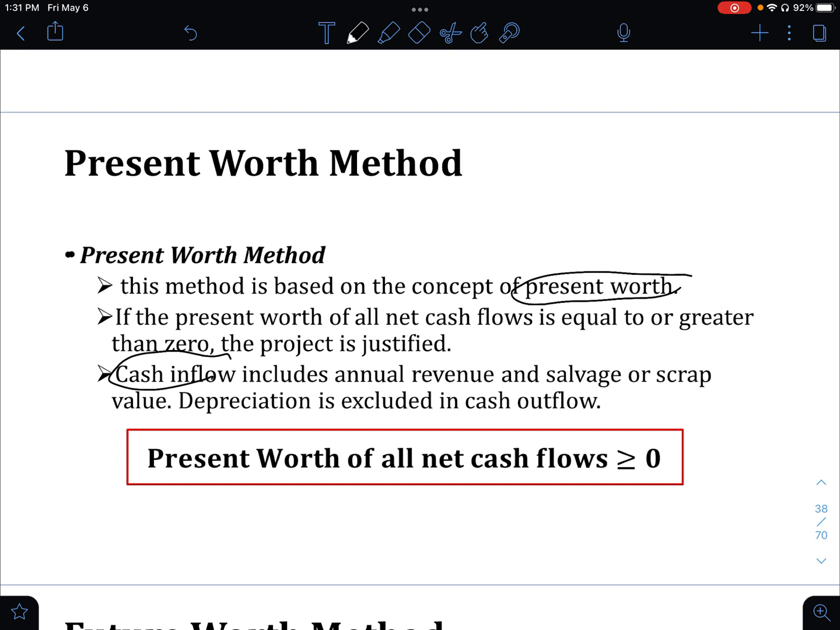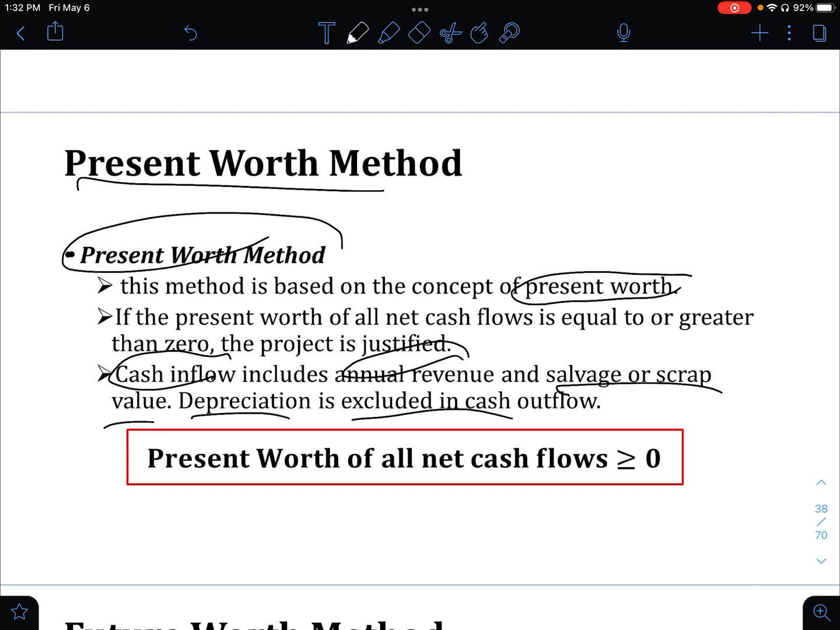So when we compute later on, the cash inflows include the annual revenue and the salvage or scrap value. In the cash outflow for the present worth method, we exclude depreciation. So that's what you need to remember for the present worth method. So no depreciation in cash outflow, but there is annual revenue and salvage value in the cash inflow, the money coming in to you.